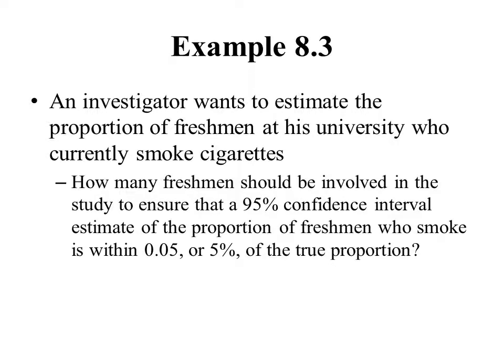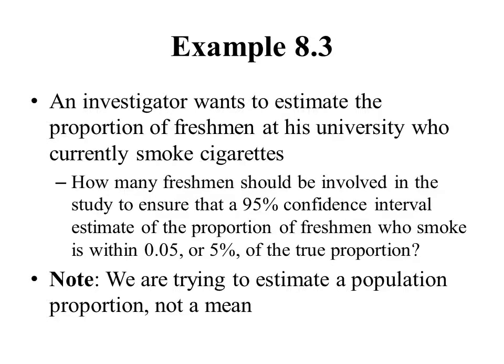So the question is, how many freshmen should be involved in the study to ensure that a 95% confidence interval estimate of the proportion of freshmen who smoke is within 0.05 or 5% of the true population proportion? So we're going to collect some data, we're going to calculate a sample proportion, and then we're going to use that to calculate a 95% confidence interval estimate of our population proportion. And we want a margin of error of 0.05. We're working at the 95% confidence level. The question is, what's the sample size?